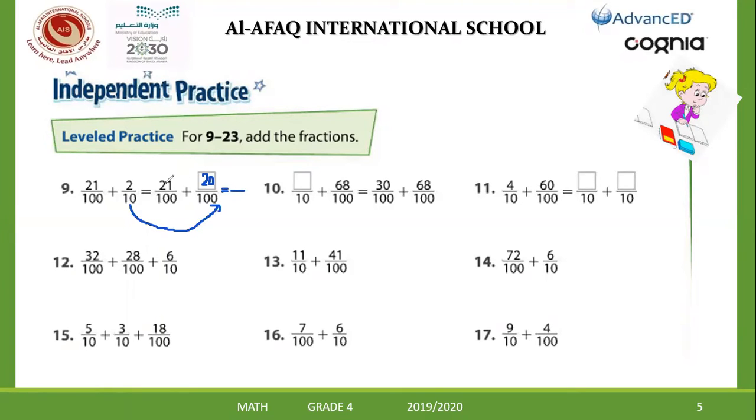Here, add the numerators together. 21 plus 20 will be what? Will be 41. What about the denominator? Will it change? All stayed the same? Stayed the same. So here will be 100.